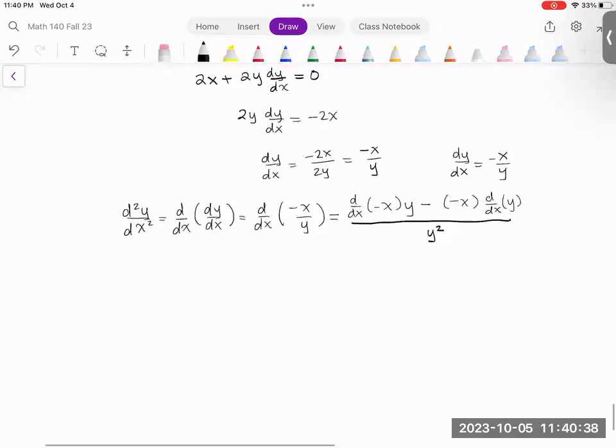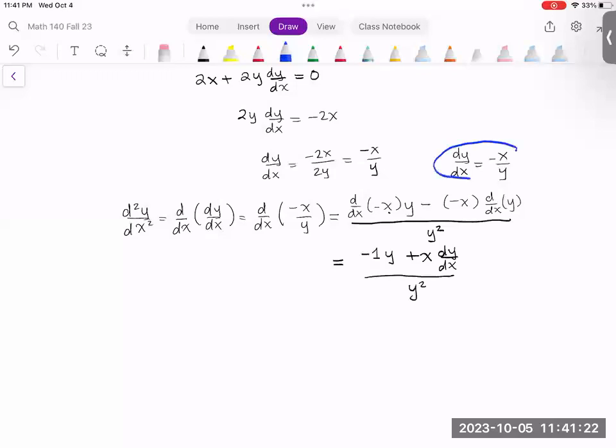Okay. And you'll notice that here we actually had an expression for the thing that we were trying to differentiate. And so even though it has x's and y's in it still, there's no algebra that really needs to be done. We still have a little bit of differentiating to do. The derivative of negative x is going to be negative 1. So this is negative 1 times y. Here we have minus negative x, so plus x. And we're going to just write dy dx for the moment. And this is all divided by y squared.